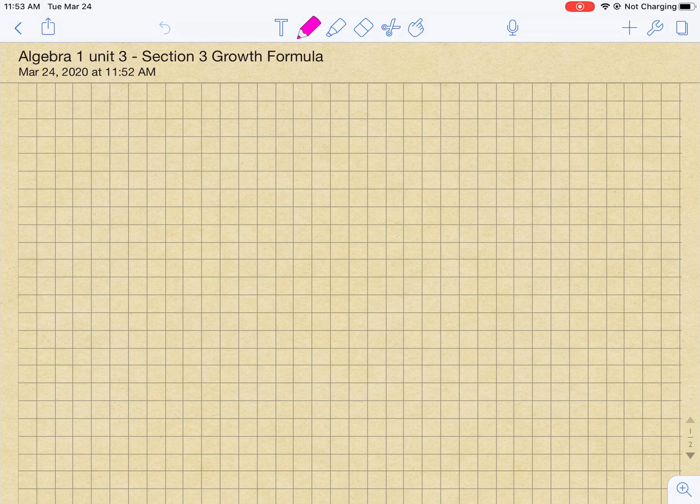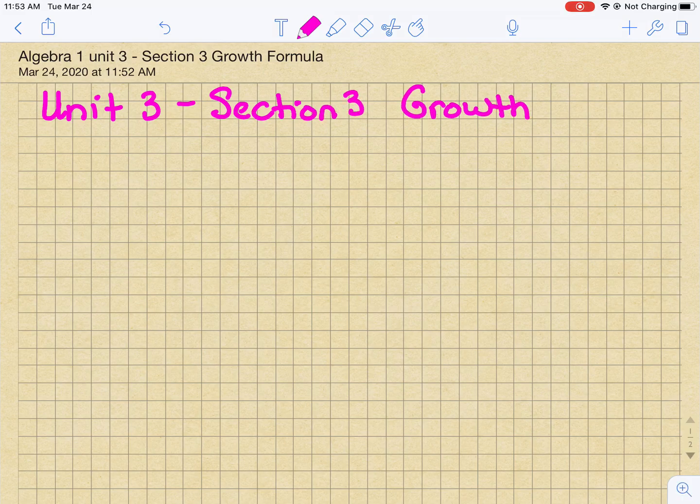Hi guys, we're going to do Unit 3, Section 3, and this is our growth equation. This equation, let's call it the growth formula. This formula is going to be used anytime we're talking about increasing, so let's write that down.